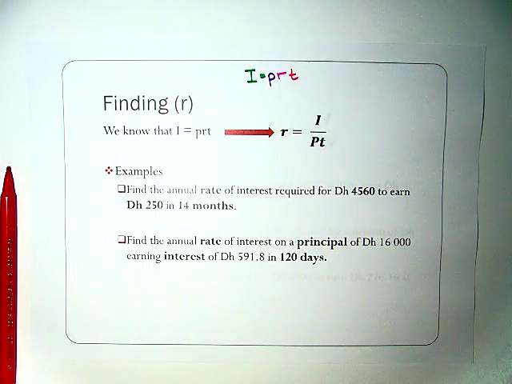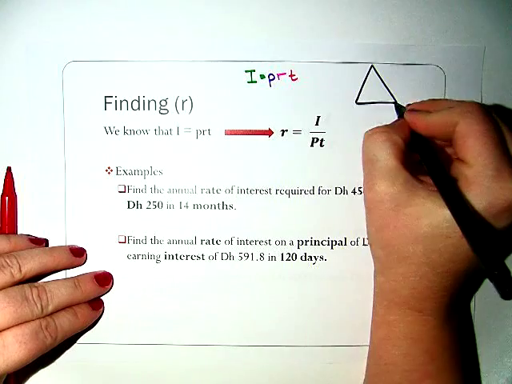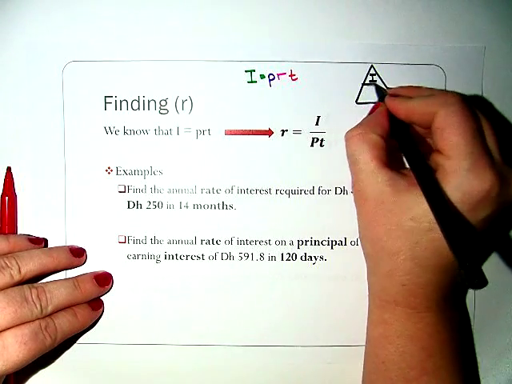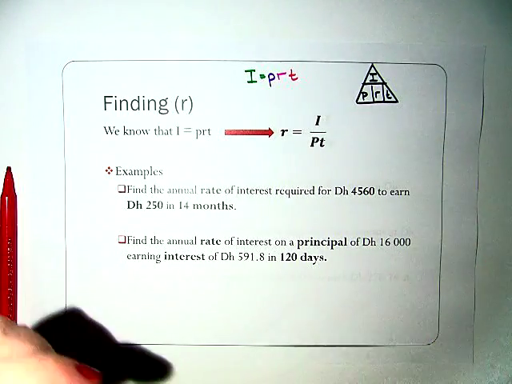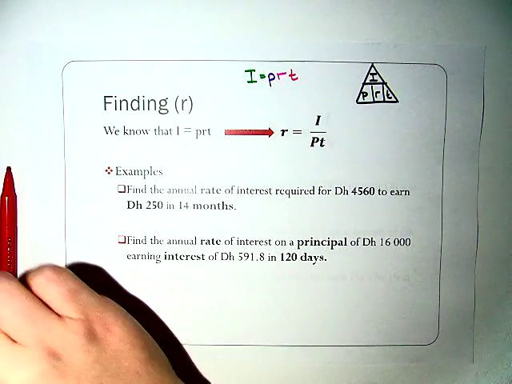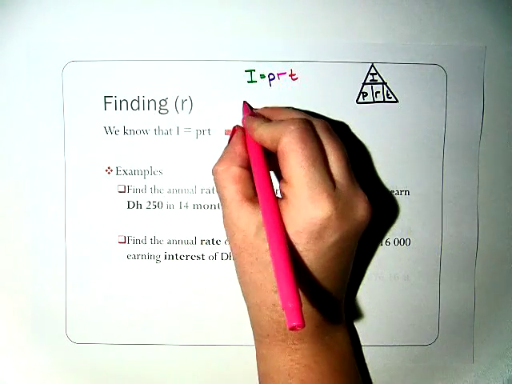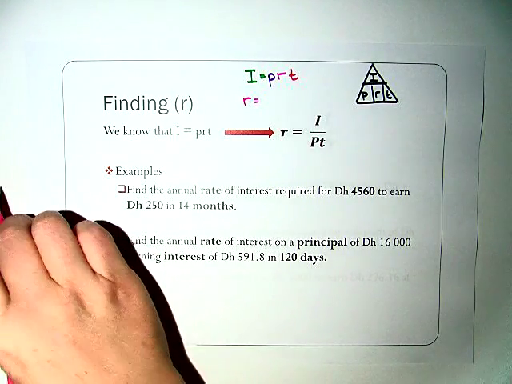Now the next thing we're going to look at is I equals PRT when you solve for the rate. Just like before, when you have your triangle, I is on top, P, R, T is on bottom. So if we're solving for the rate, now remember, rate is always a percentage, so the answer you get will be a decimal and you have to convert it into a percent.